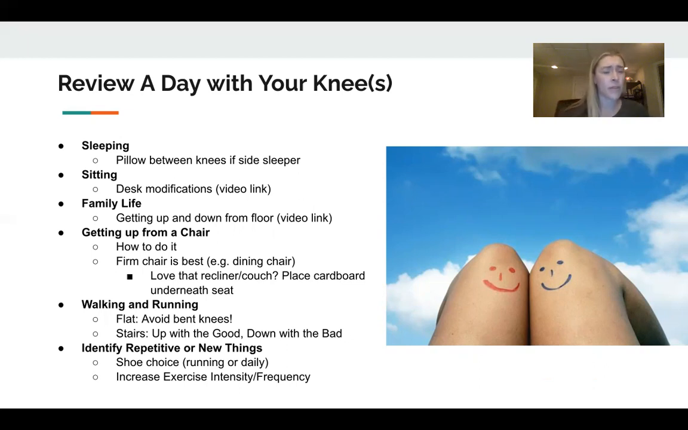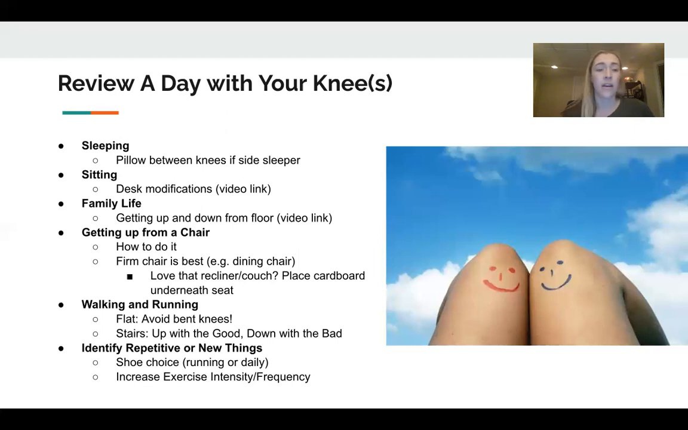A lot of people are losing sleep at night because of their knee pain, which is tough because you're dealing with pain and then you have lack of sleep. So what I recommend, if you're a side sleeper, is putting a pillow between your knees. That just puts the leg in a better alignment. If you do sleep on your back, I would not recommend putting a pillow underneath your knees. Even though it feels good, when you get up to move in the morning, you're going to be extra stiff, just because you're in a bent position all night.